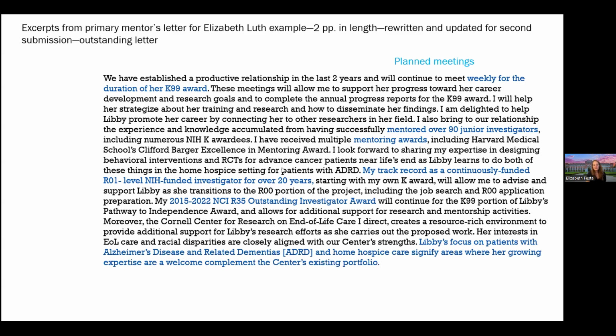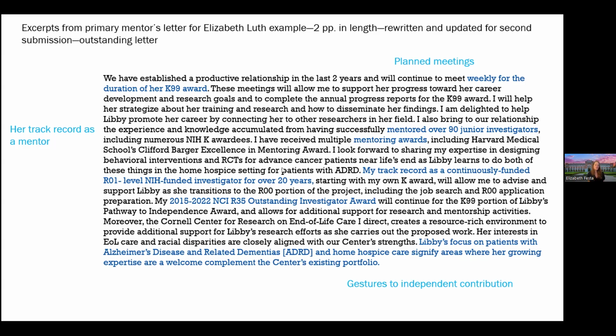So there's planned meetings weekly. That's a lot, but that is a serious commitment. She talks a lot about her track record as a mentor. She's mentored over 90 junior investigators, including other K awardees. She herself has an outstanding track record as a continuously funded R01 level NIH investigator. And she's won some awards. And at the end, she gestures to the independent contribution that Elizabeth Libby Luth is making.